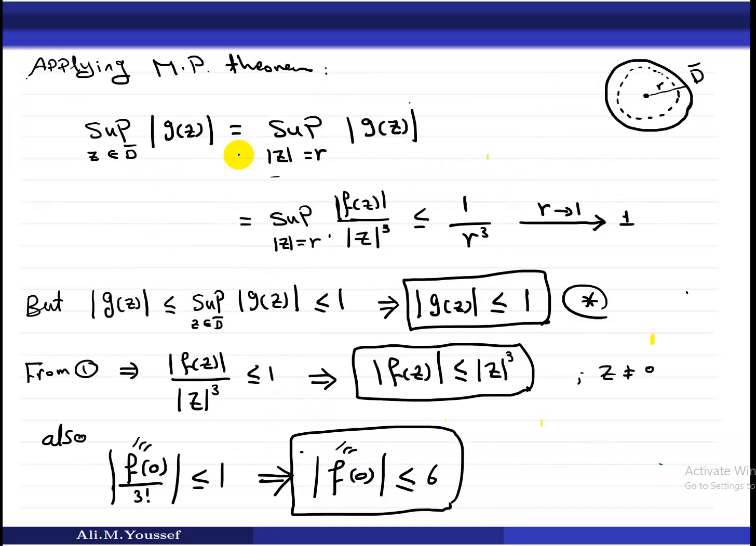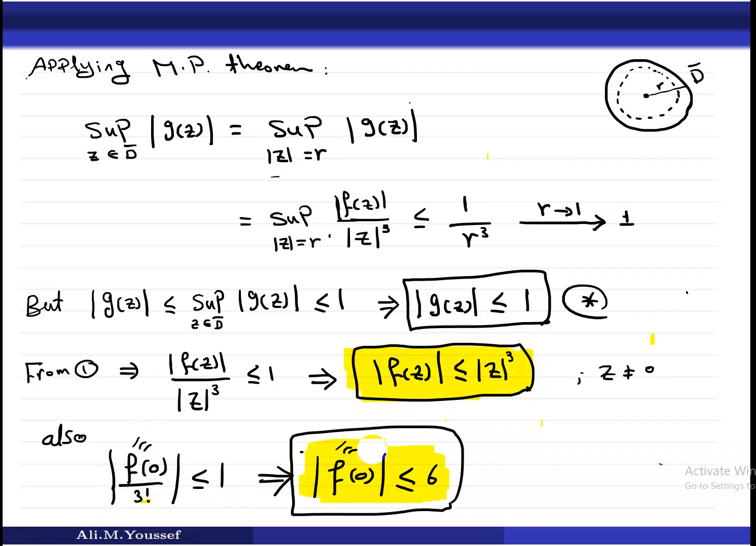So let's see, applying the maximum principle theorem, the same thing. Here, instead of f of z over z, we divide by z cubed. Instead of 1 over r, we have 1 over r cubed. All of this goes to 1. So substituting g of z with f of z over z cubed, modulus of f of z is less than or equal to modulus of z cubed. This is the first conclusion. For the second conclusion, we have f triple prime over 3 factorial less than or equal to 1. So multiply by 3 factorial, we have f triple prime 0 less than or equal to 6. It's very easy to get.